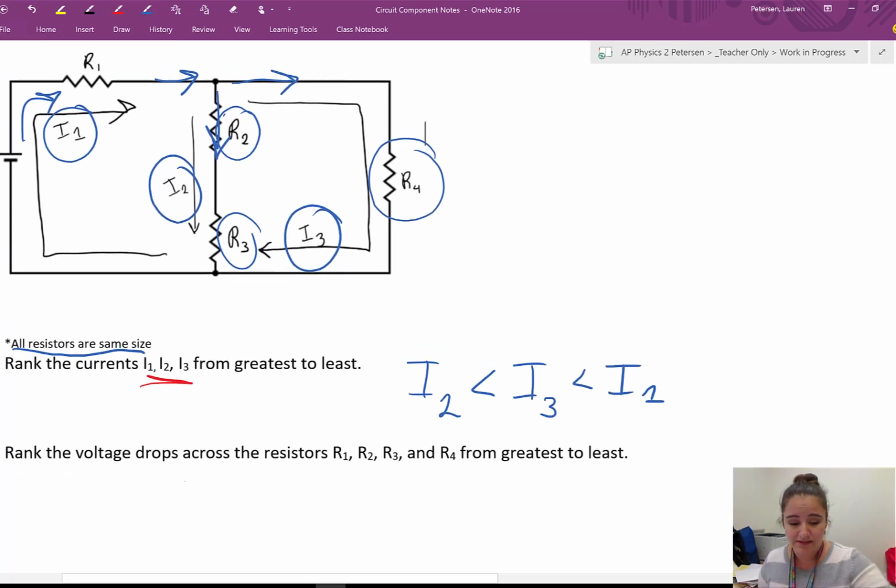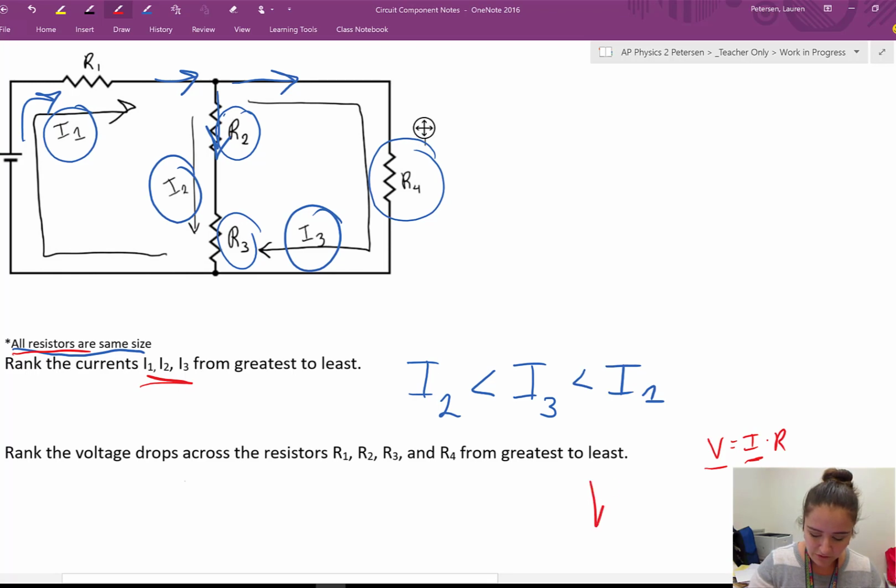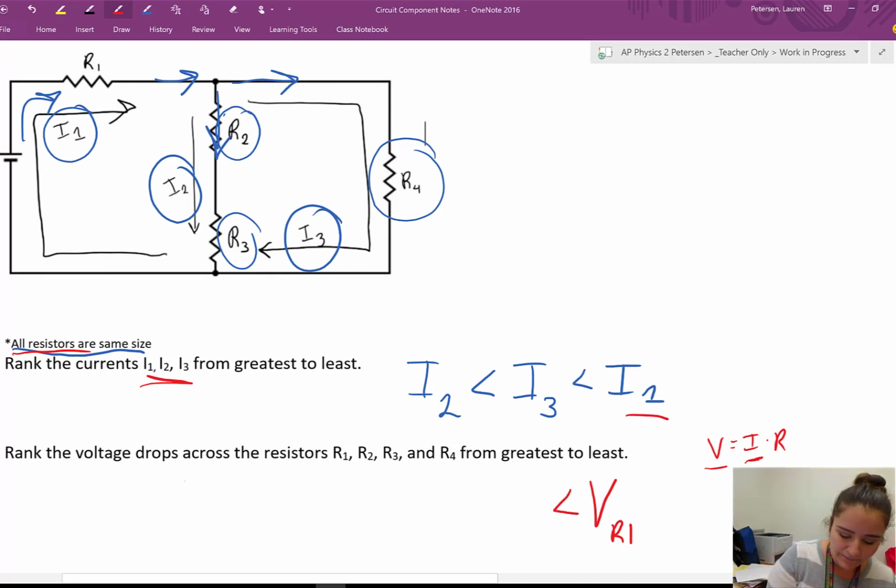Now, this also helps us make sense of these voltage drops. So we know voltage equals current times resistance. If all resistors are the same size, the one with the most current is going to have the most voltage. Most current, most voltage. So we know that that's going to be the voltage through R1, because it's the one that has the highest current flowing through it. Now, the next one is the one that has I3, so that'll be the voltage through R3, and I drew that too far over.